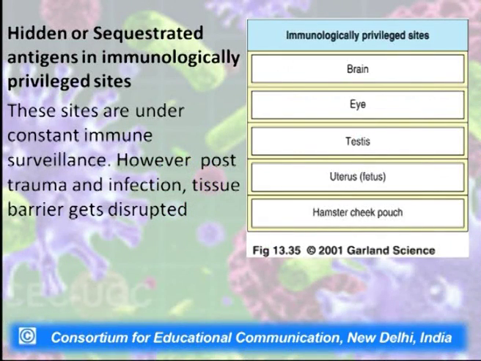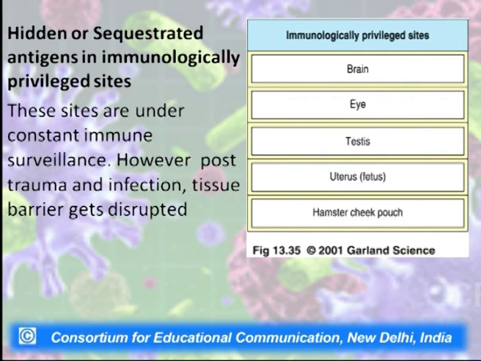For example, the lens of an eye. Now, if you see certain immunologically privileged sites in our body, these are the brain, the eye, the testis, the uterus in the fetus, or the hamster cheek pouch. Now, what happens? Any of these cells present in these regions within a human, what will happen? The immune system has not been exposed to these cells which are present in these organs.